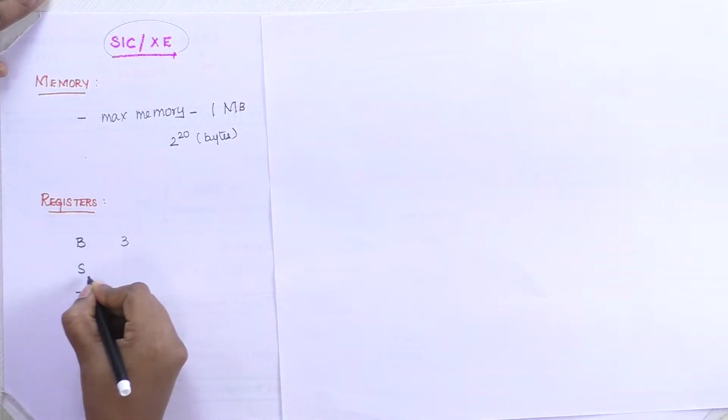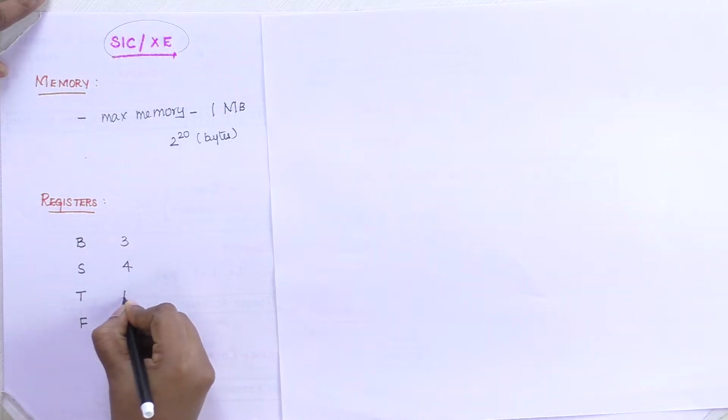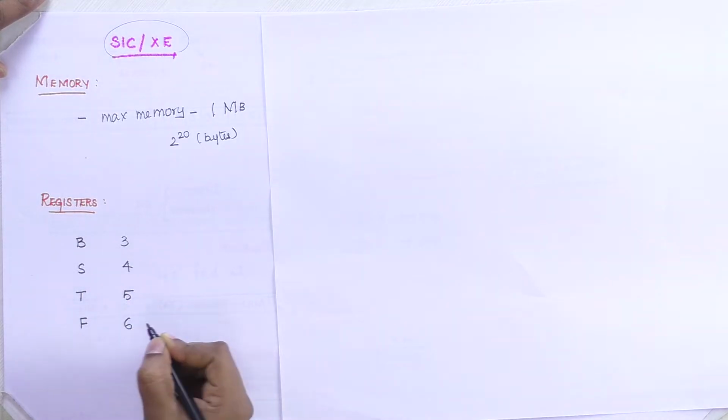Usually in our computer machines, each and every register will be represented by a number. In SIC we have seen that the number for accumulator is 0 and for index register is 1 and so forth. Likewise in SIC XC these 4 registers also have certain numbers. The number for B is 3, the number for S is 4, the number for T is 5 and the number for F is 6.